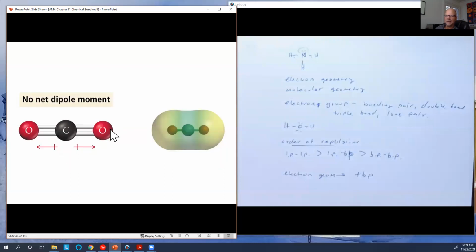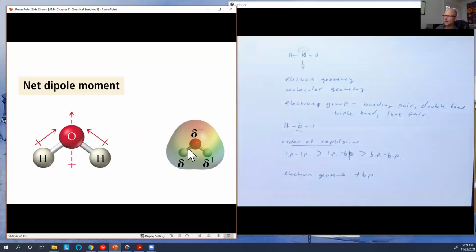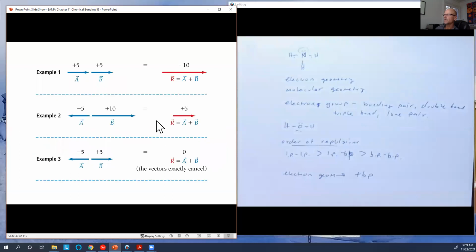Carbon dioxide is a gas at room temperature because the molecules are not attracted to each other by these dipole moments, whereas water is a liquid at room temperature because the water molecules are attracted to each other by these dipole moments. How do you determine if a molecule is polar?